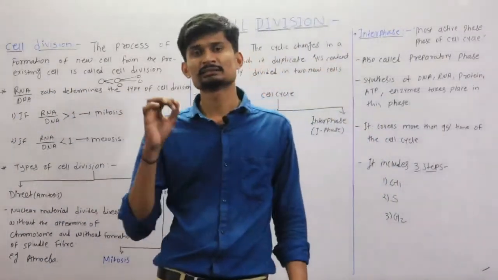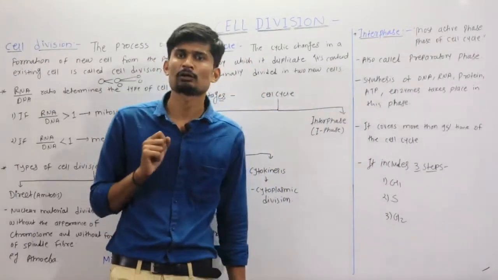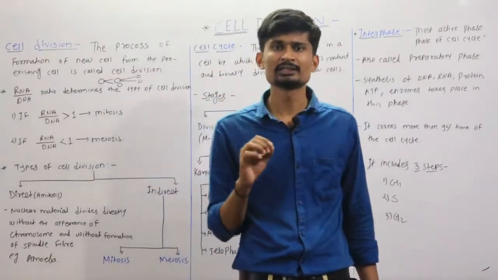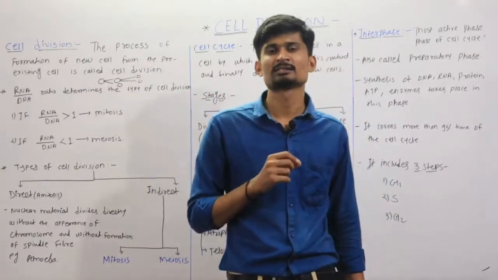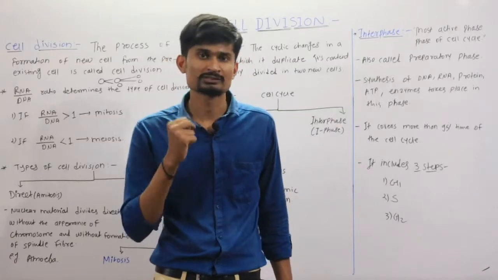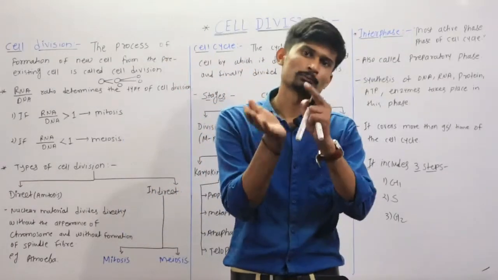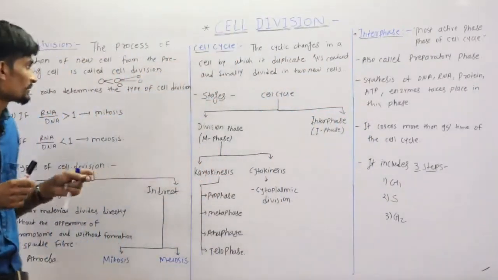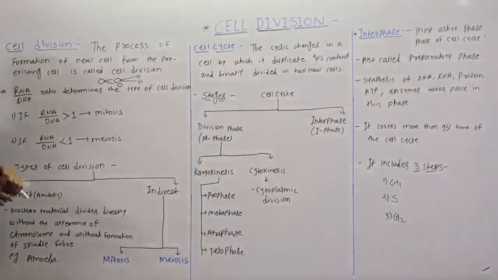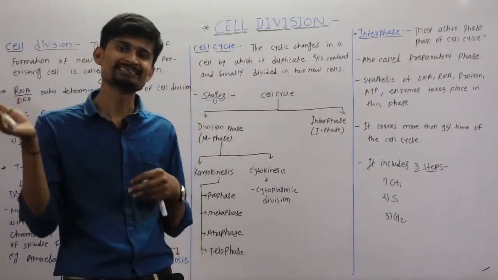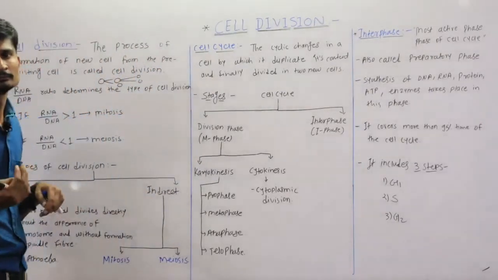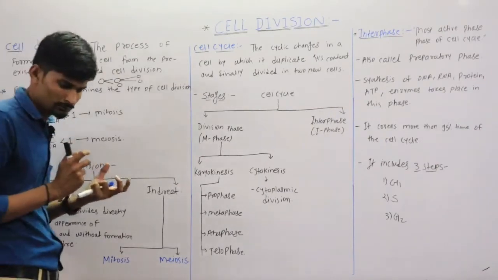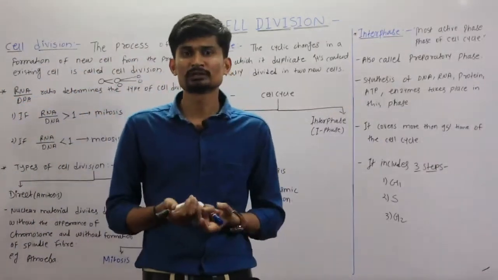We have studied the cell chapter, structural organization of the cell, and in cell theory it is told that each cell arises from the pre-existing cell. So each and every cell in the world, or in a living organism, comes from an already existing cell. So how does it come? Due to the process of cell division.